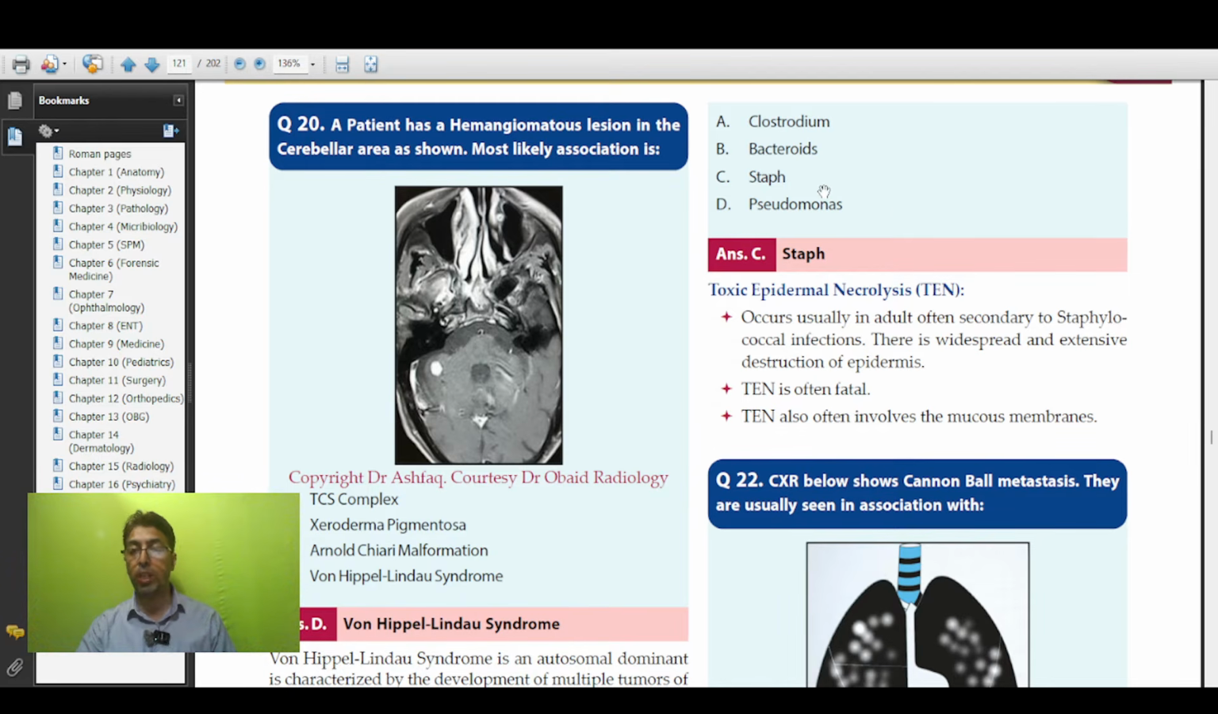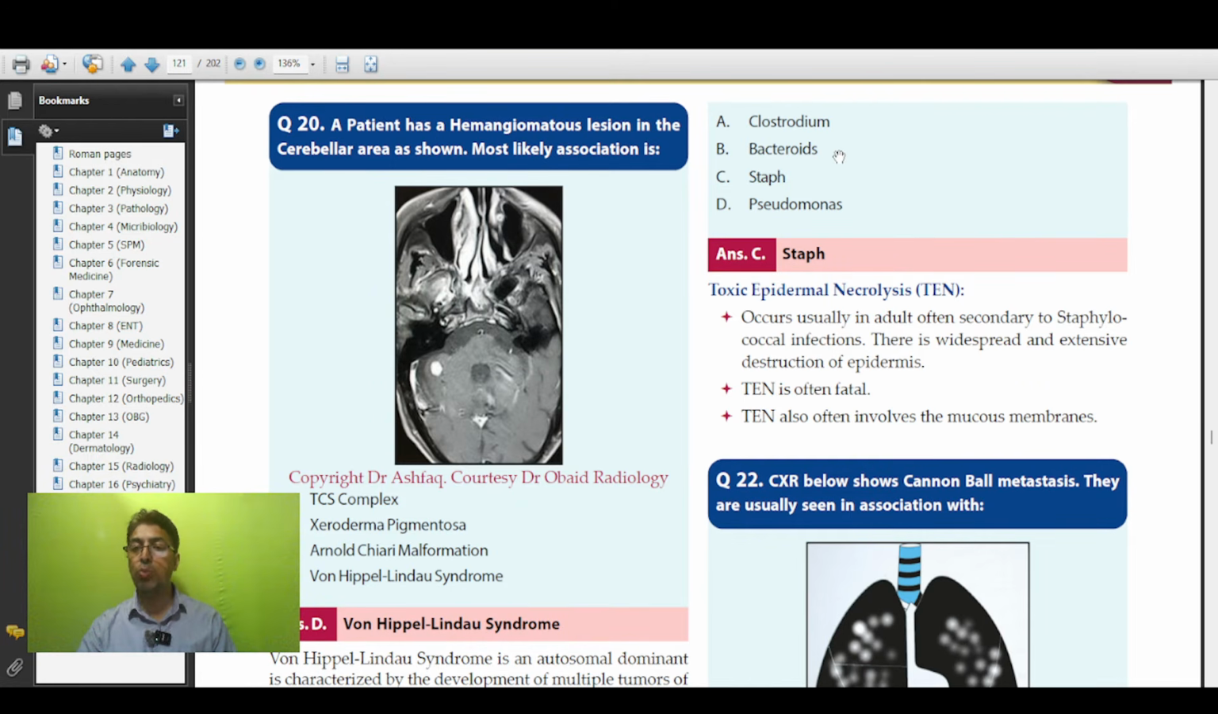Staph aureus, the organism which is the answer over here, is characterized by being the most common organism for acute hematogenous osteomyelitis, for acute mastitis, for acute bacterial endocarditis, for botryomycosis, and many other conditions, including furunculosis. So you are well aware of that.